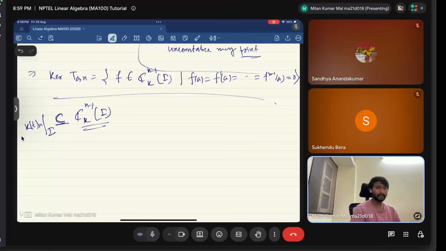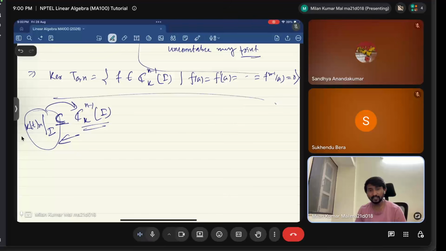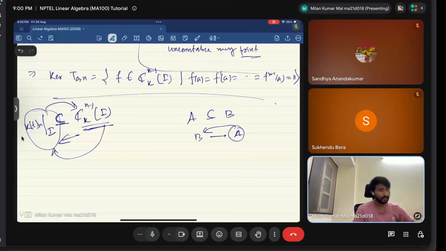So if that set is contained there, and you want to give a map from here to here, that means corresponding to each entry here, you will get an entry here. That's what we are doing for surjectivity. But it's not natural that for every entry here, you will get an entry here. If a set A is contained in B, and you give a map from B to A, then for every entry from here, you will get an entry there. That is surjectivity.